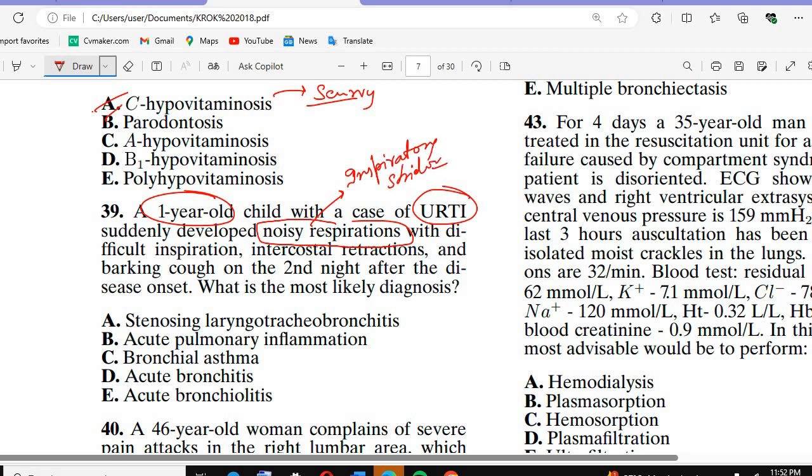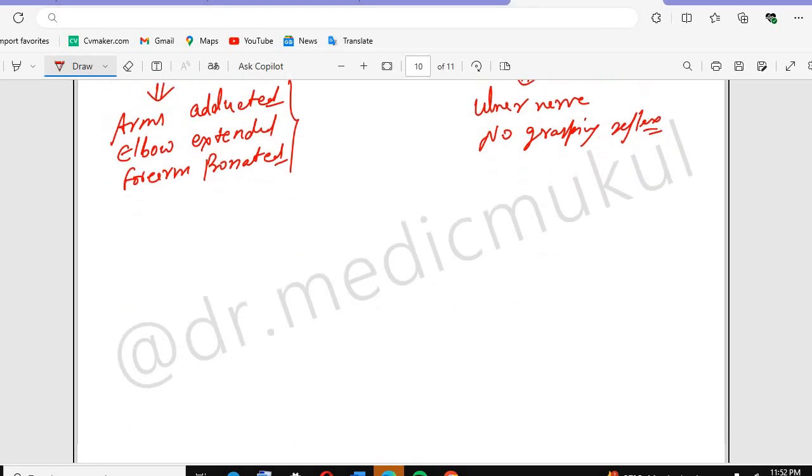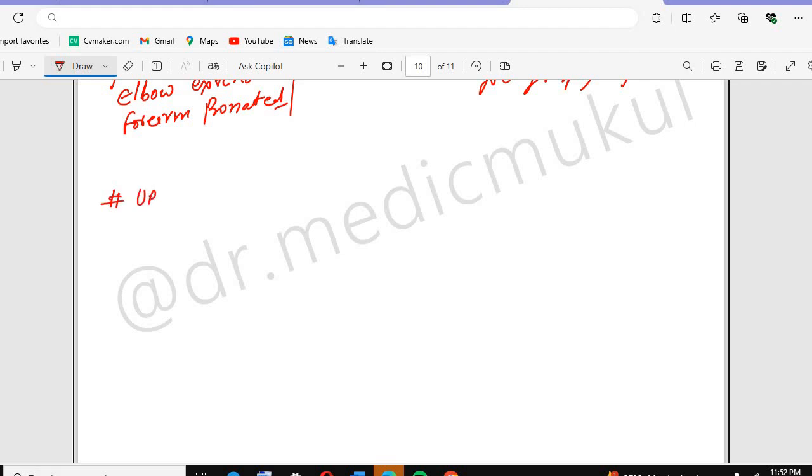With difficulty in inspiration, intercostal retraction and barking cough. Barking cough means croup. On the second night after the disease onset, we call this condition stenosing laryngotracheitis. The URTI is there. Now see, sometimes they can give stenosing tracheitis also, and sometimes stenosing laryngobronchotracheitis. All are the same. Another name of this condition is croup.